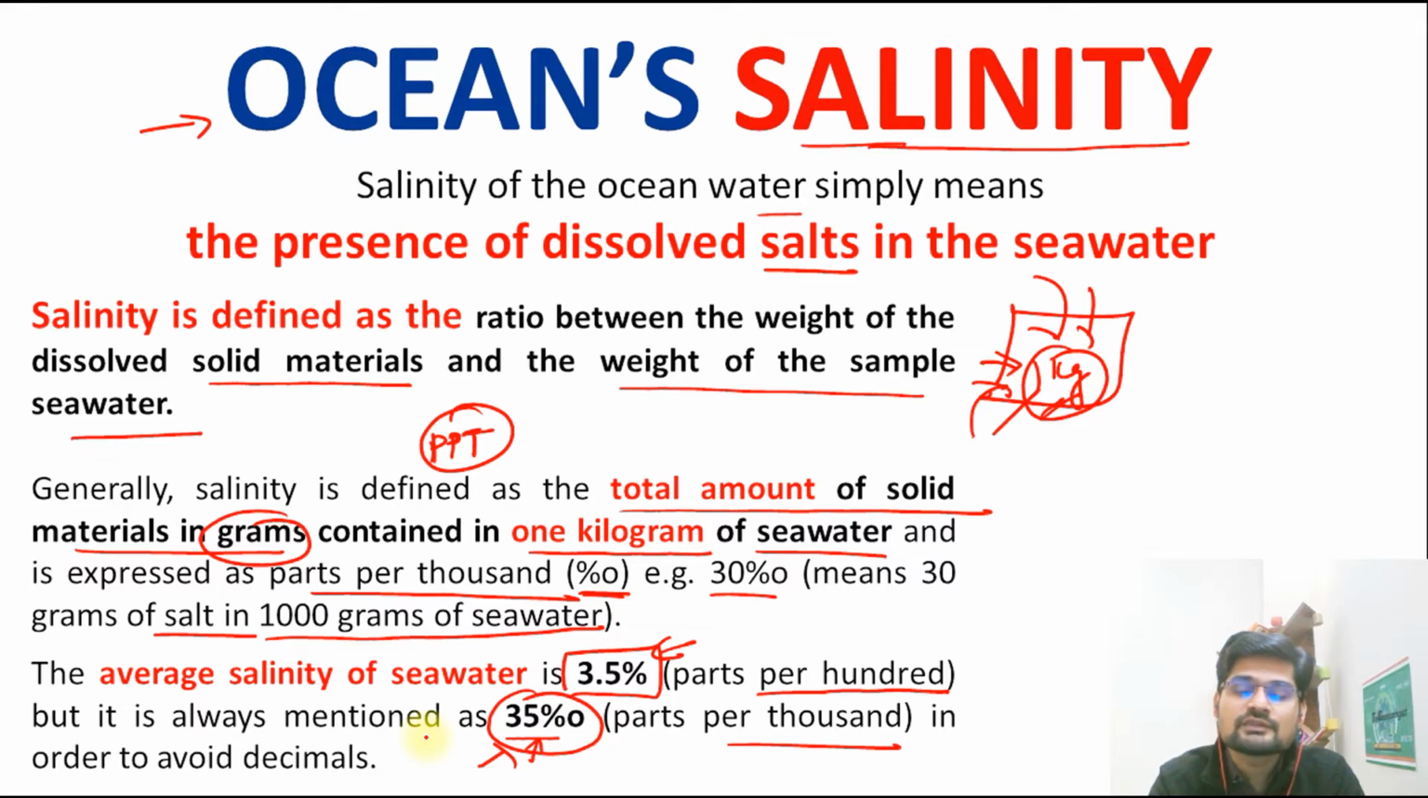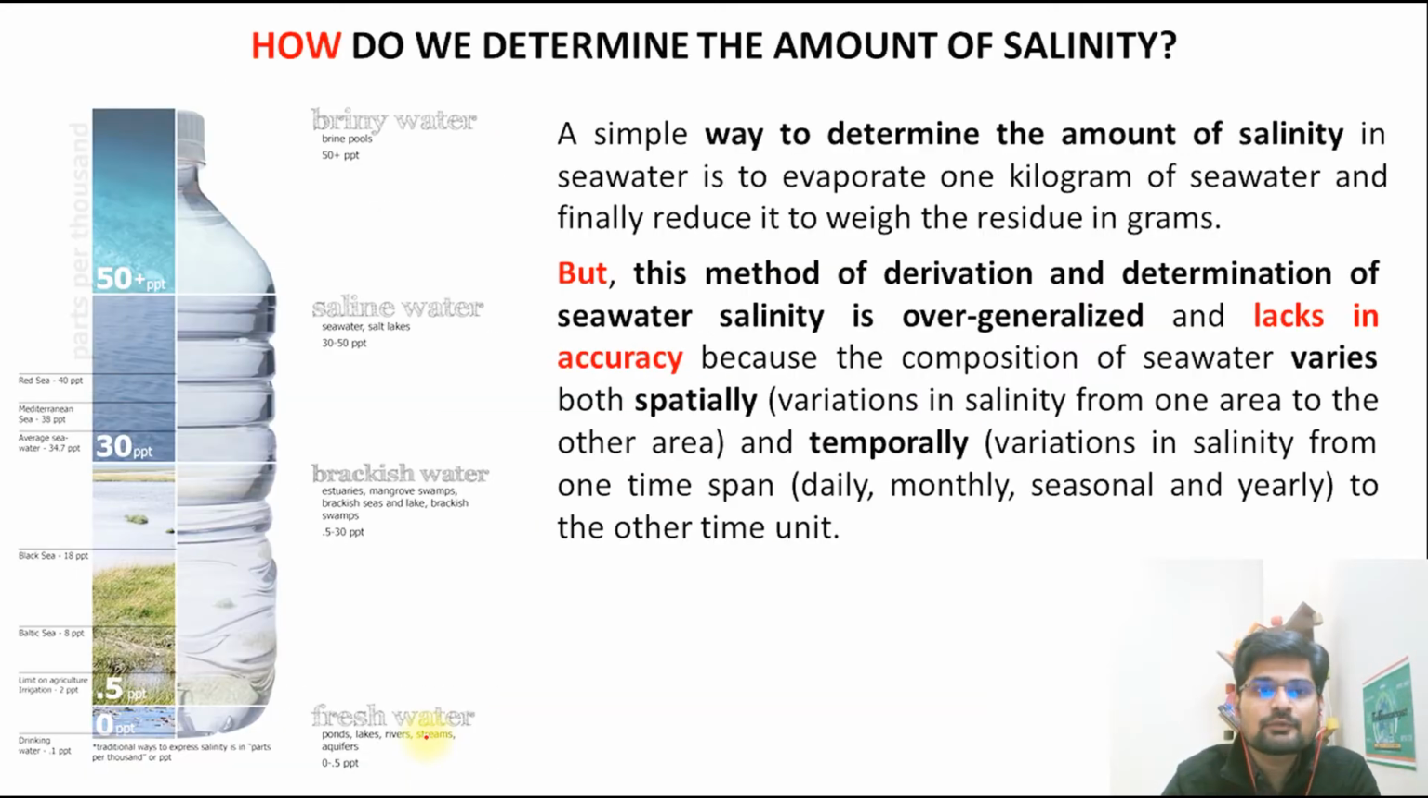Now let's elaborate further on how we measure this salinity, what are the methods, in what ways we understand it, and what are the factors controlling salinity in this session. So first important point, how do we determine the amount of salinity? How do we understand how much is the salinity? Before we go ahead into this, let's understand what is fresh water, what is brackish water, what is saline water and what is briny water.